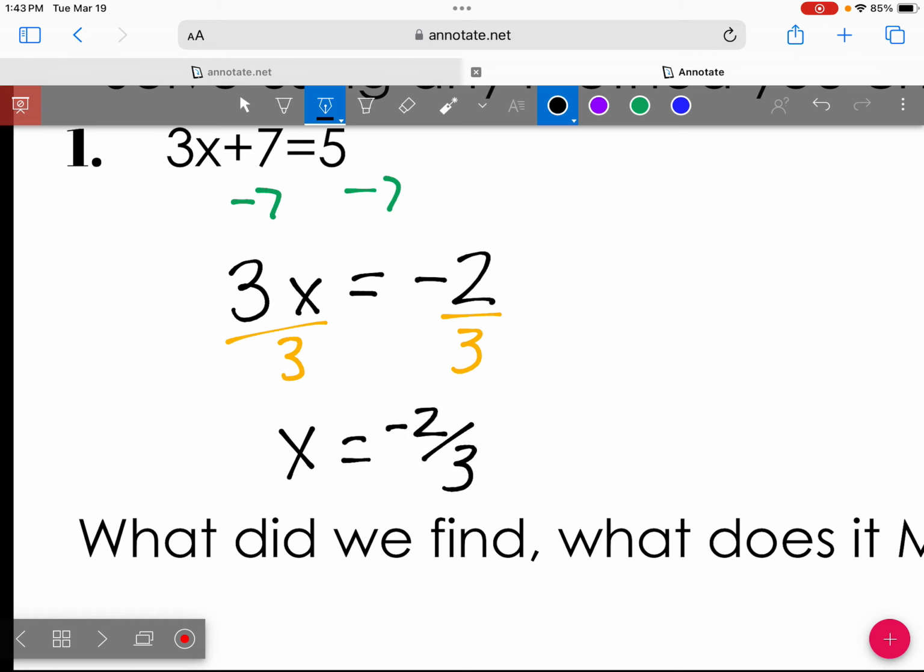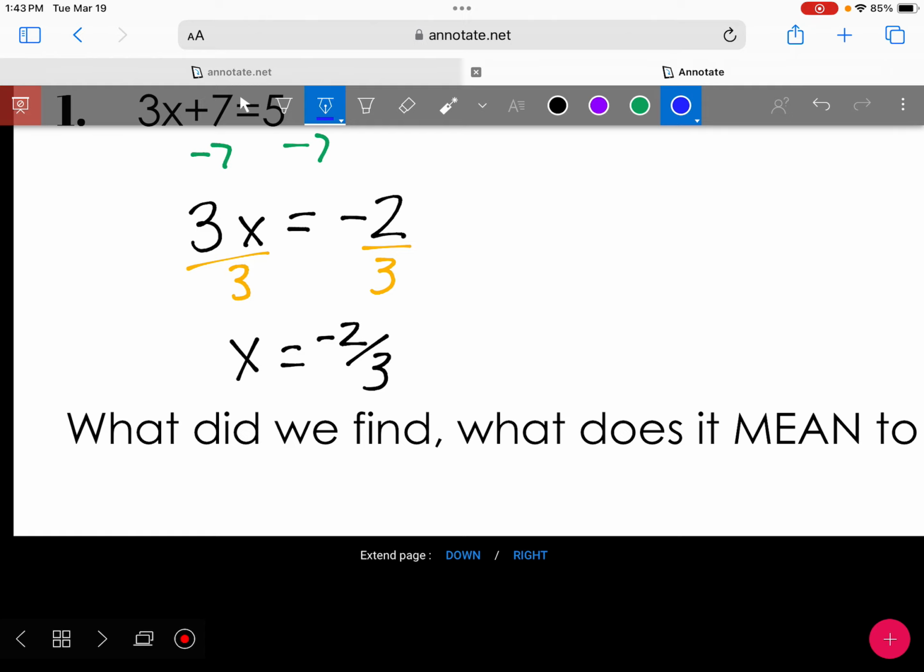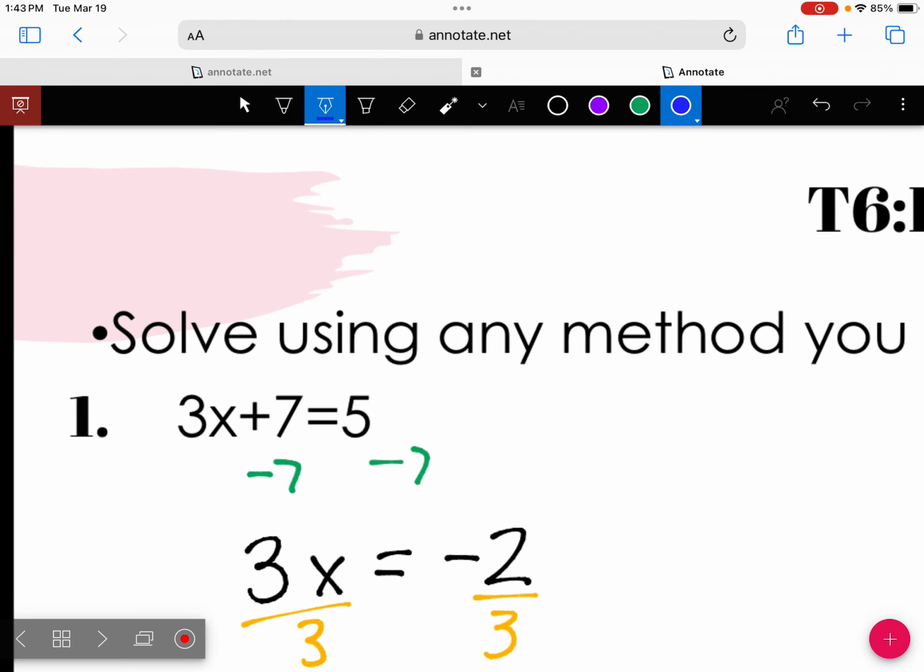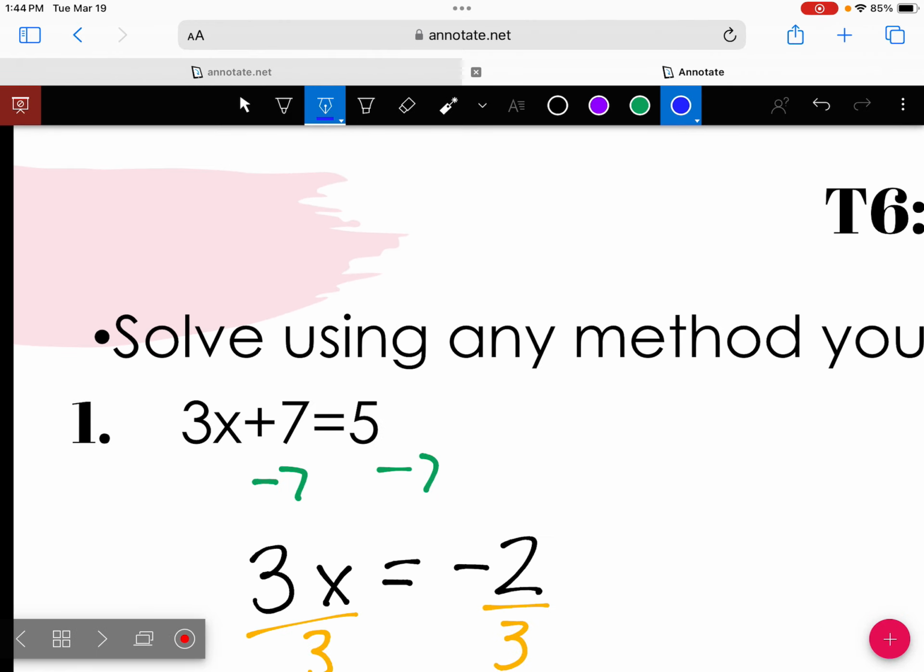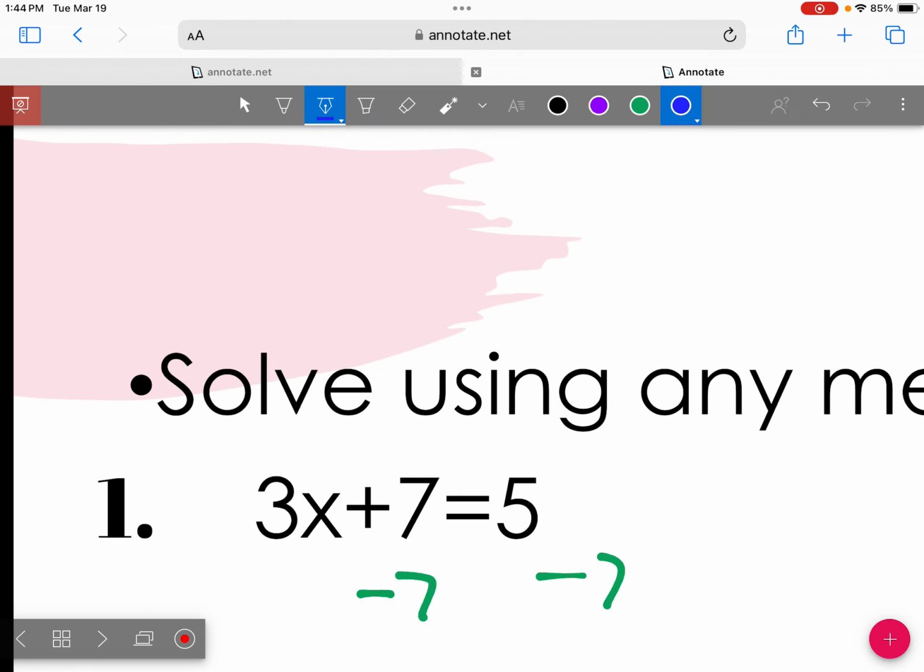Negative 2/3. What was the goal there? What did we find? What does it mean for us to solve stuff? Yeah. We got x by itself. So our goal when we're solving, whenever it says solve, that means we want to get to an x equals. That is our whole goal.